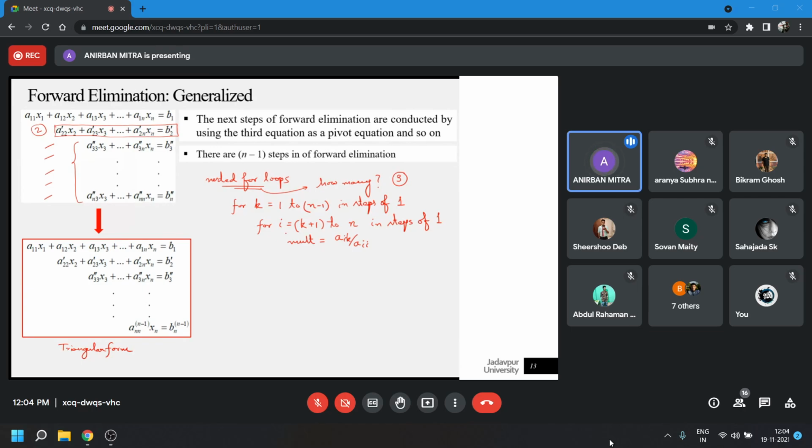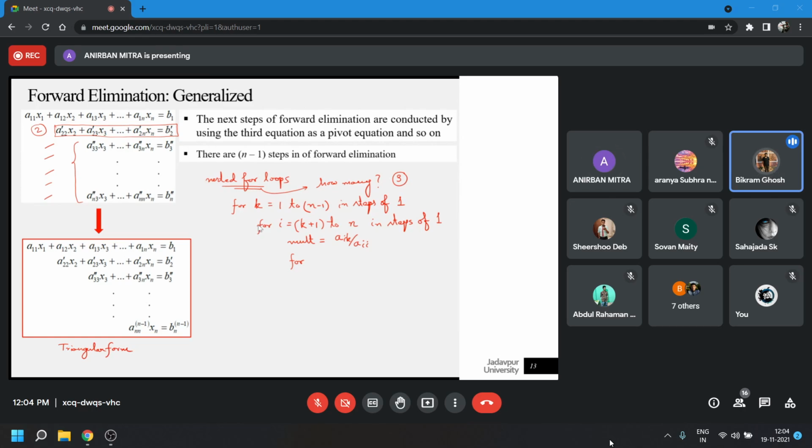When this i changes, this multiplier would change as well. So like that, for different equations, you will obtain different multipliers. Now we come to the third for loop. This for loop takes care of the different terms in the equations.